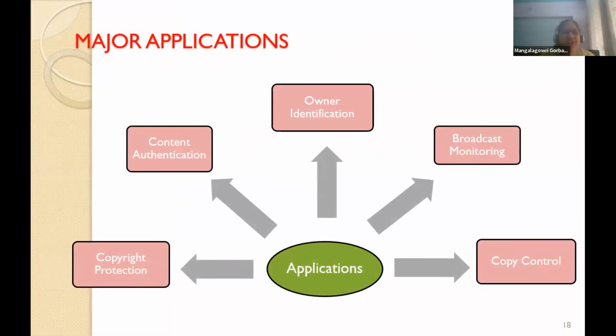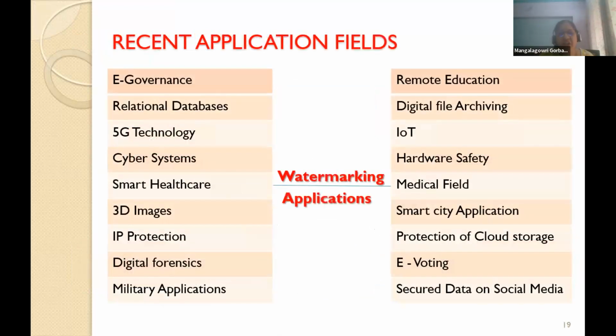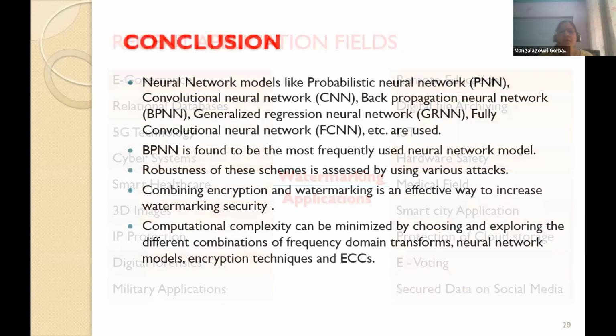Coming to the applications of digital image watermarking, the major conventional applications are copyright protection, content authentication, owner identification, broadcast monitoring, and copy control. However, recently, digital image watermarking has found application in various fields, which are tabulated in this slide. That is e-governance, relational databases, 5G technology, cyber systems, smart healthcare, 3D images, IP protection, digital forensics, military applications, remote education, digital file archiving, IoT, hardware safety, medical field, smart city applications, protection of cloud storage, e-voting, and secure data on social media.